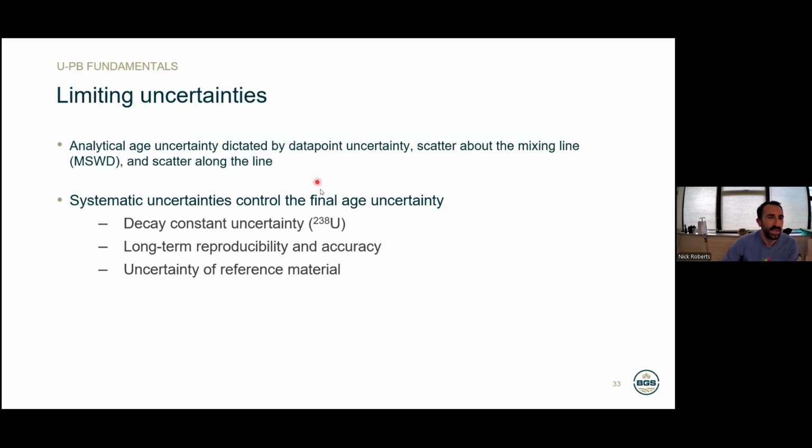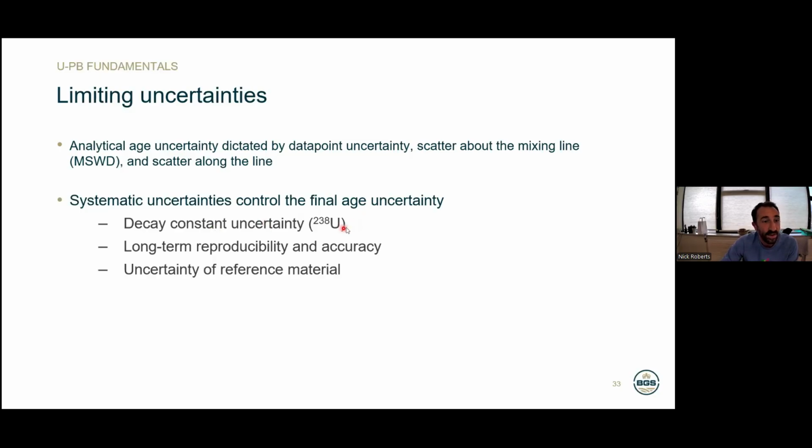So something that is very key to carbonate chronology, but actually relevant for all in situ chronology, is that the systematic uncertainties can often dominate and control that final age uncertainty. What are those systematic uncertainties? They're basically uncertainties that apply not just to the data points, but to the actual final age. They don't change for each data point, they don't change for that session. They are fixed for that whole session.